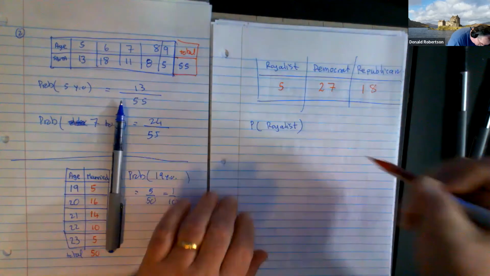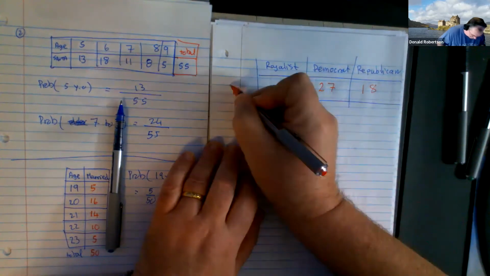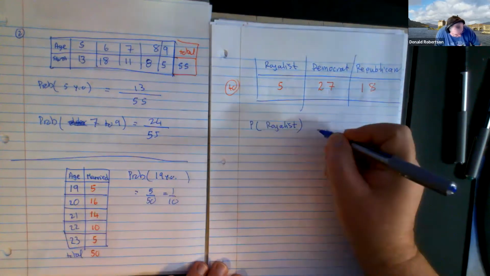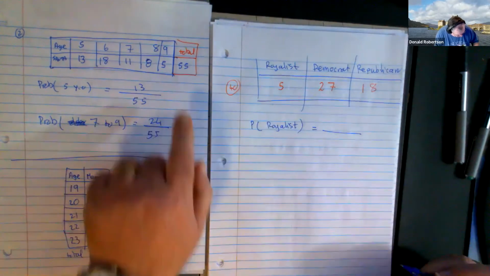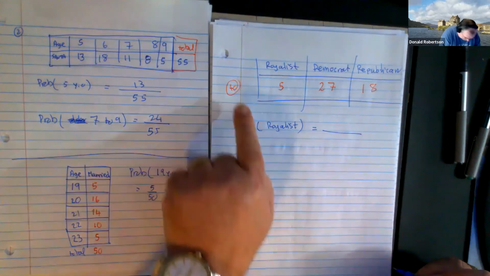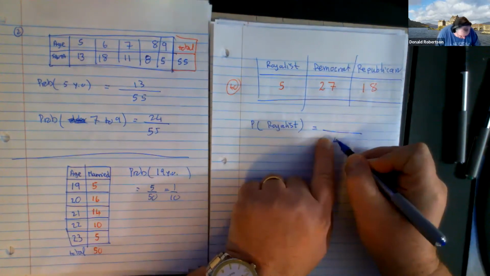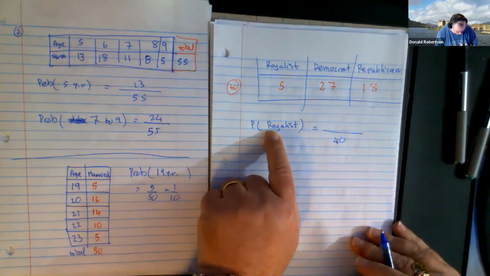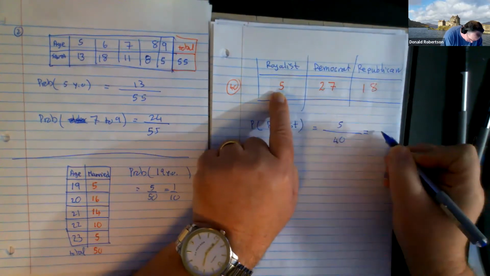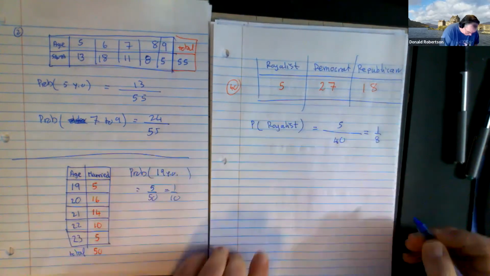By the way, the total here is 40. Every single one of those questions I've done, the total goes at the bottom. If you're picking one person, the total goes in the bottom. So 40. And the top depends what you count. So here, if I count royalists, it's 5 out of 40, which I believe comes out as an 8.